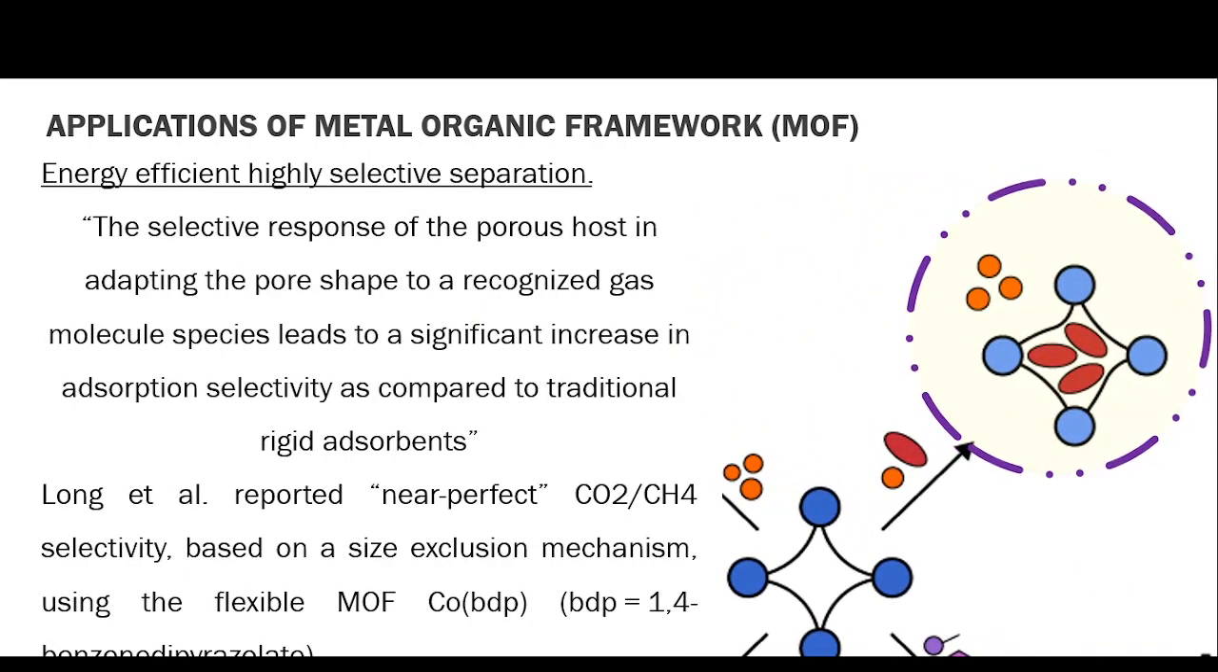And next is highly selective separation. There was a very beautiful sentence, so I just put it here. The selective response of the porous host, adapting the pore shape to recognize gas molecule species, leads to a significant increase in the adsorption selectivity as compared to the rigid adsorbent. What they say is, rigid adsorbents just adsorb, but in this case the pores recognize what gas molecule is coming in. Because of this, a separation happens.